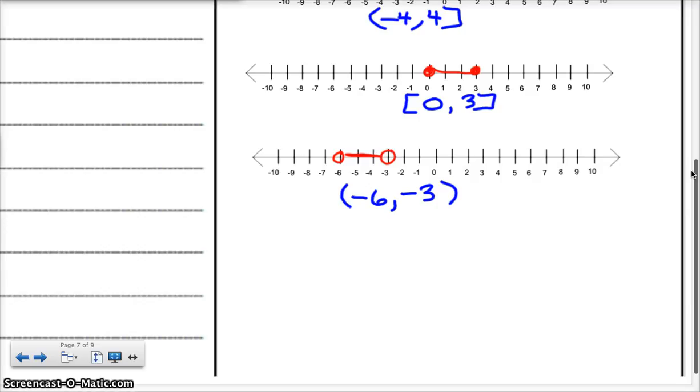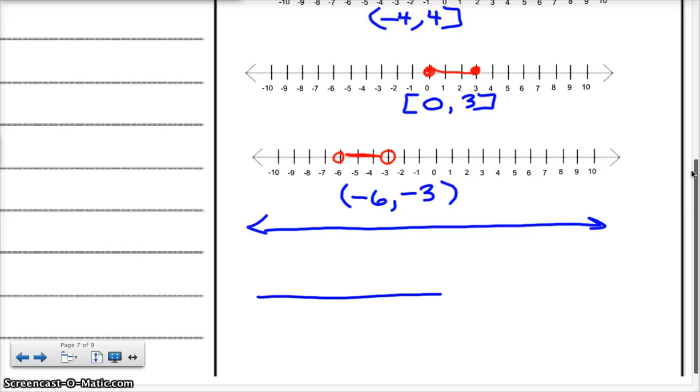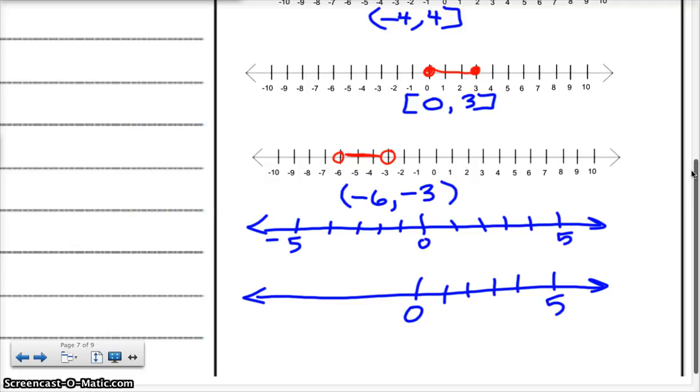I notice I didn't do any or statements. So I want you right now to make 2 more number lines in your notes. Have your number lines range from 5 to -5. So I'm going 1, 2, 3, 4, 5. And then -5. 1, 2, 3, 4, -5. I'll give you a minute to get that done.